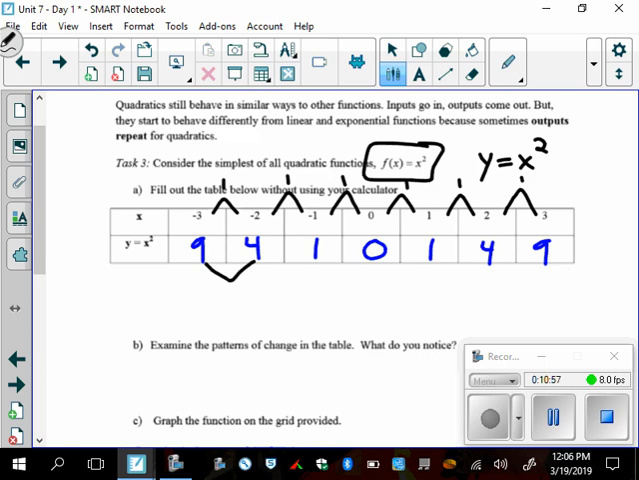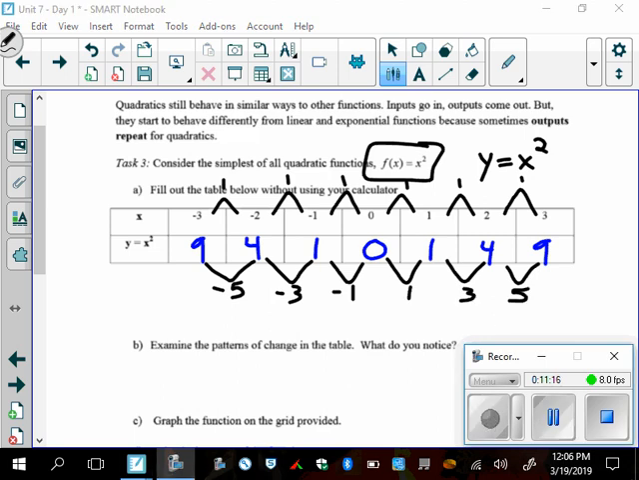What's 4 minus 9? Negative 5. What's 1 minus 4? Negative 3. All right, so pause and see if you can figure out what's happening there. Okay, so if this was linear, all of those numbers would have been the same. And this is our first round of rates of change.